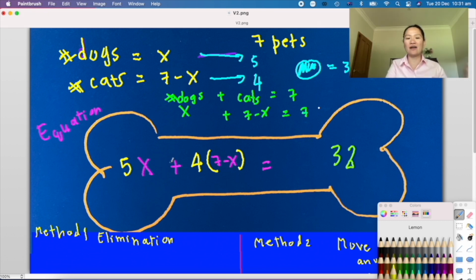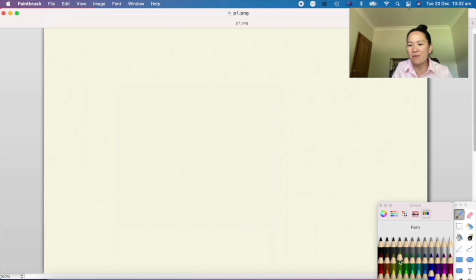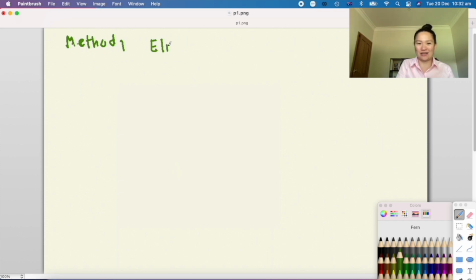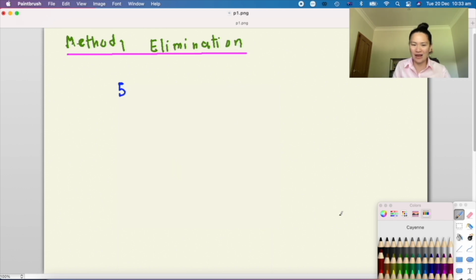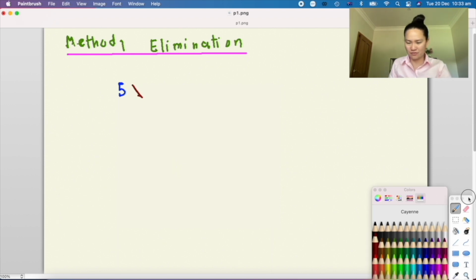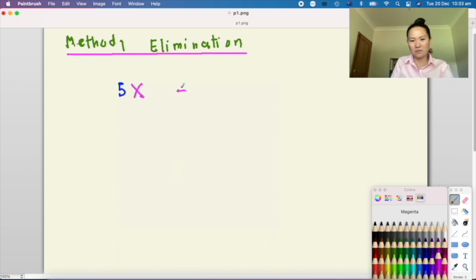Let's go together. 5x plus 4 times 7 minus x equals 32. Okay, guys, we're going to start with method one, elimination. You remember our equation? 5 times x plus 4 times 7 minus x equals 32.